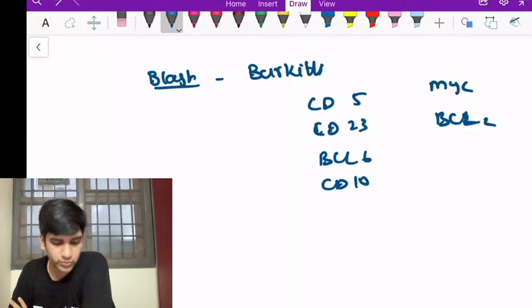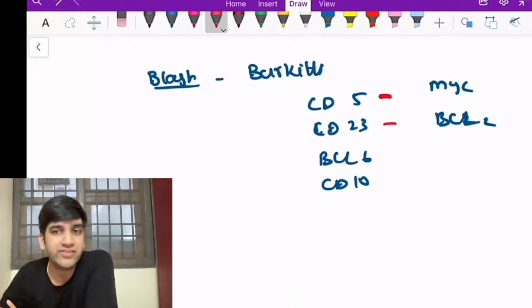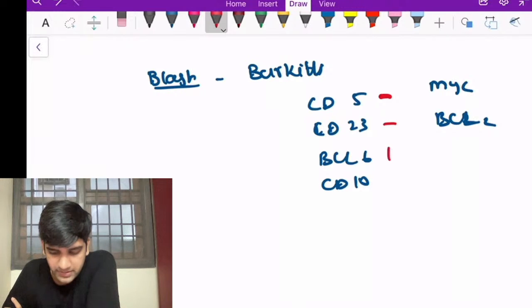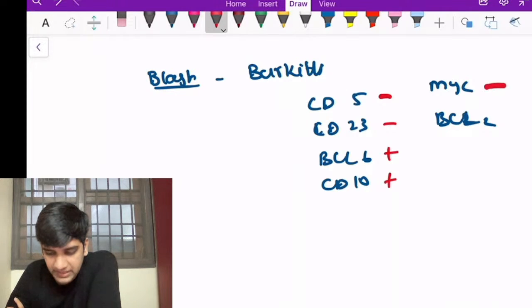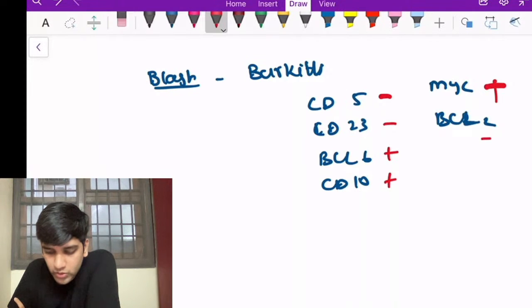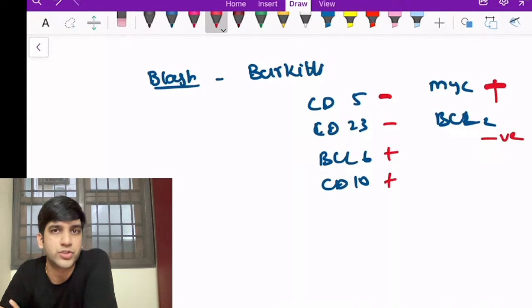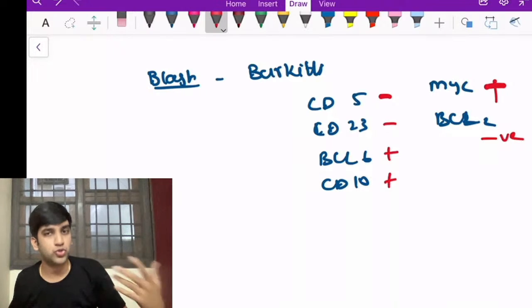Will it be CD5 positive? No, because CD5 only when it is gone, it will enter the germinal center. CD23 negative, yes. BCL6 positive, transcriptional suppressor. CD10 positive. MYC positive, because that helps in the proliferation. That's why Burkitt is a very, very aggressive neoplasm, right? BCL2 negative, because no apoptosis, right? Anti-apoptotic factor should not be there because apoptosis should happen.